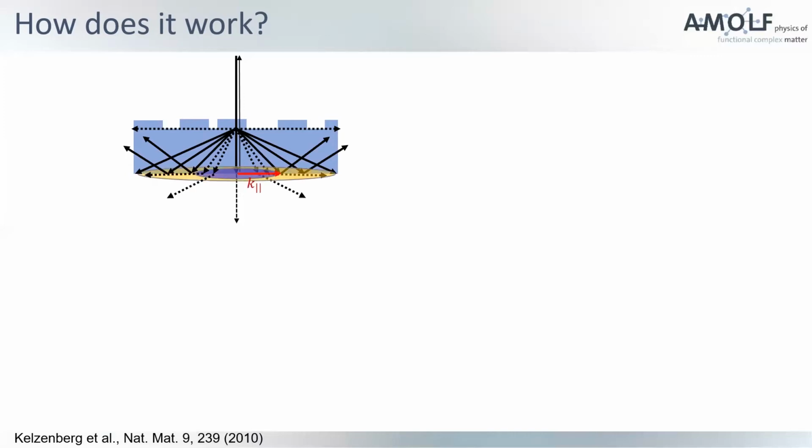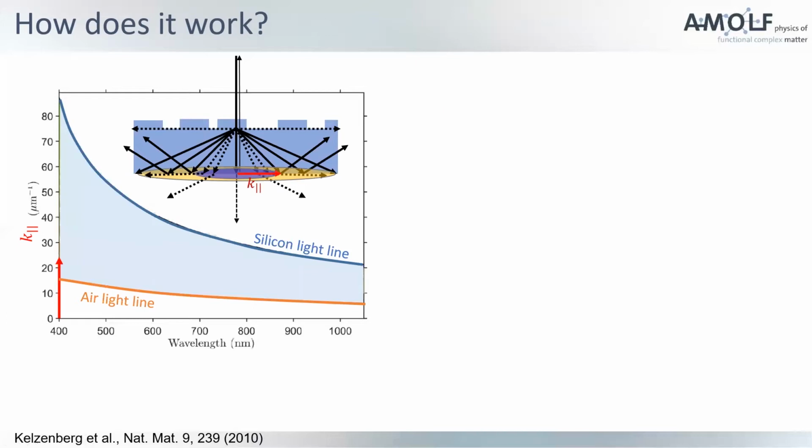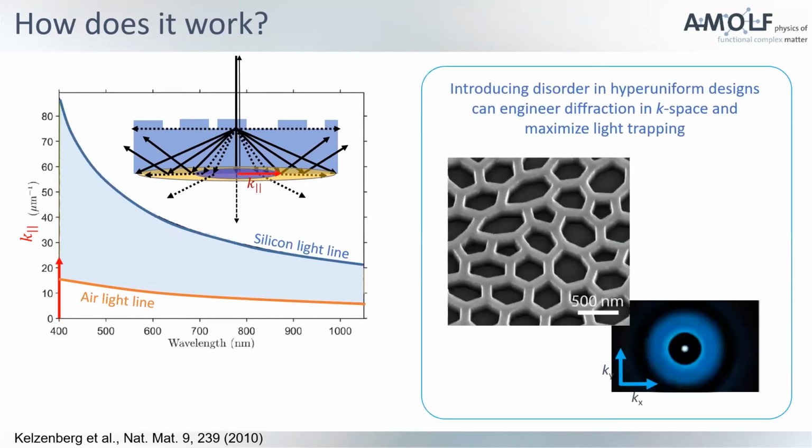If we look at k-space, we can see the interesting range of k-parallel as a ring in k-space. In this plot, you can see for different wavelengths the range of angles that are interesting for us, the range in k-space. So what this hyperuniform structuring does for us is engineer the diffraction in k-space to trap the light inside 1 micron silicon in this case.